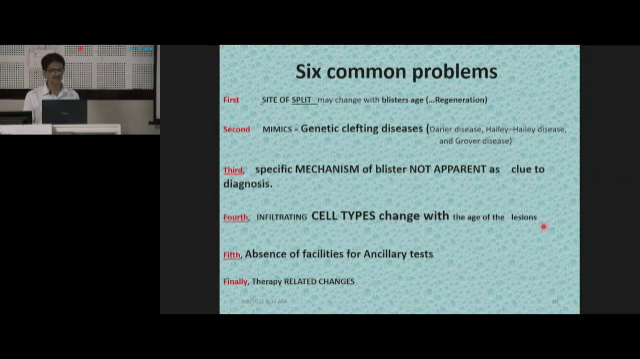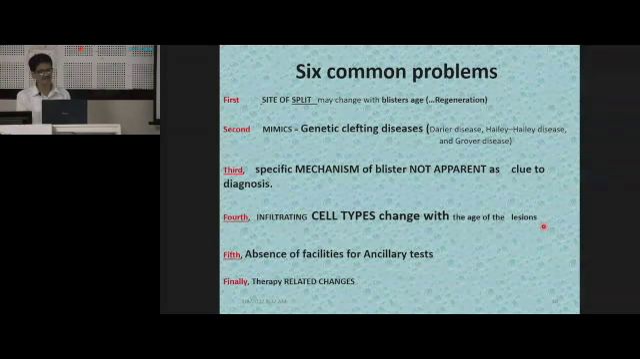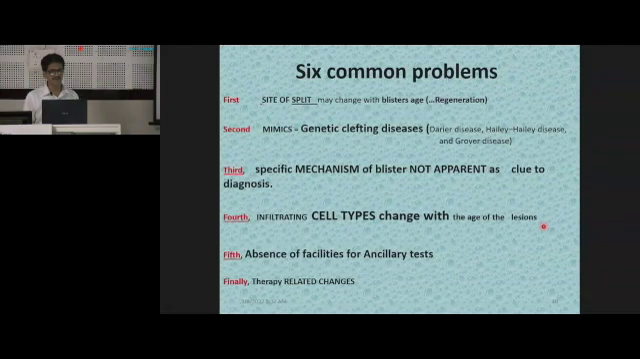Secondly, there are many mimics like genetic clefting diseases such as Darier disease, Hailey-Hailey disease and Grover's disease, which again have acantholysis as a common etiological mechanism that they share with pemphigus vulgaris. Third, the specific mechanism of blister formation is not apparent as a clue to the diagnosis. So you won't always be able to see acantholytic cells if it is secondarily infected, right?